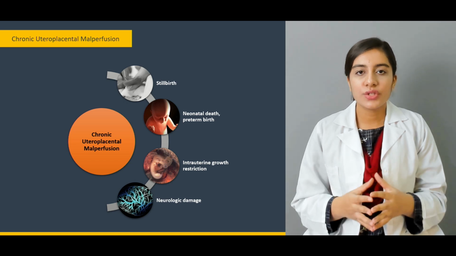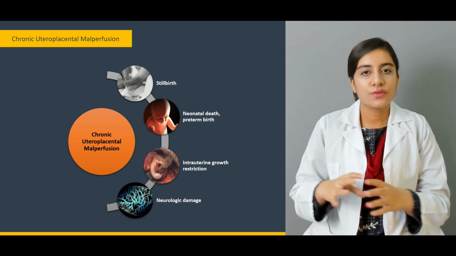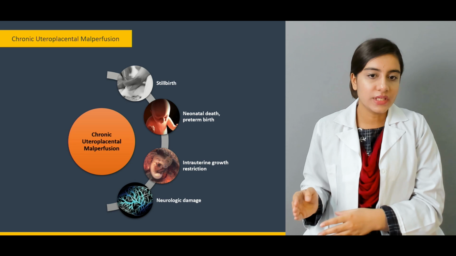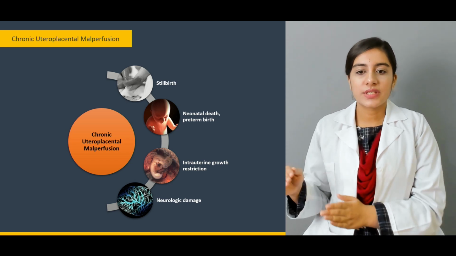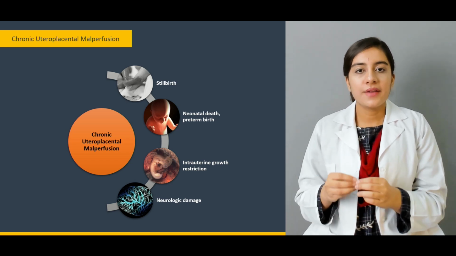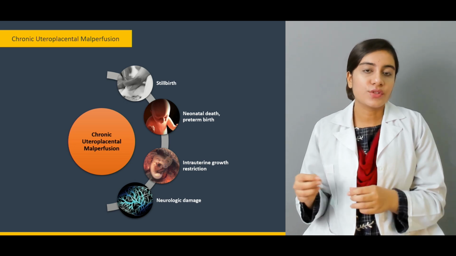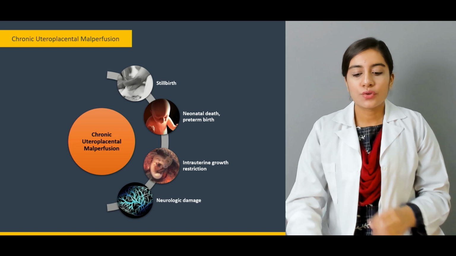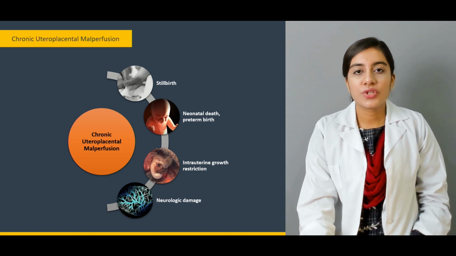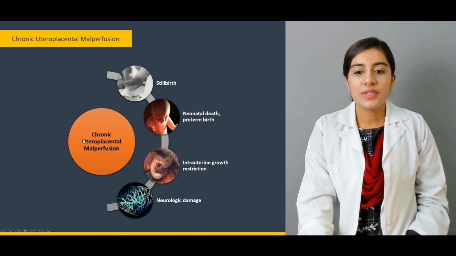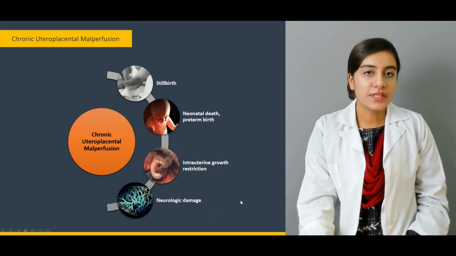So perfusion goes through the placenta into the umbilical cord and then into the fetus. All of these processes are so important if the fetus has to survive these 9 months and then be delivered normally. So the importance of adequate perfusion can be seen very clearly over these slides.